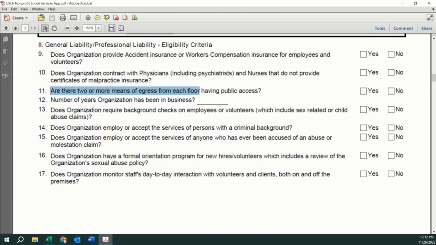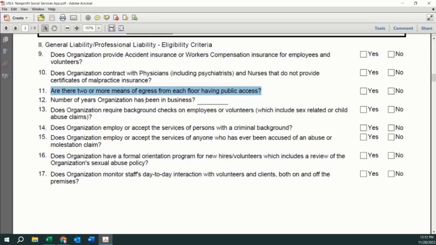And here is number 11. This is an important one. Are there 2 or more means of egress from each floor having public access? So is there a window and is there a door? Are they both operational? Normally, they're going to need to be 3 feet off the ground, depending on what state the house is in, and do they actually open and close? Remember, that's important because you don't want those windows painted shut. And if they are painted shut, you should have a glass break on them in most cases. Actually, in all cases, people have got to get out those windows.